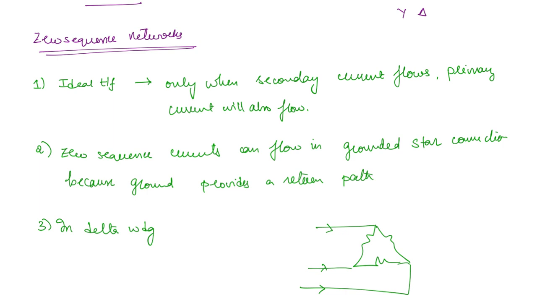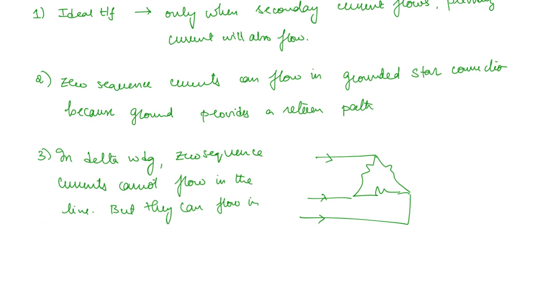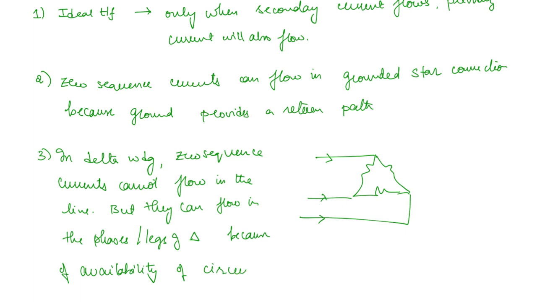So in delta winding, zero sequence currents cannot flow in the line, but they can flow in the phase or the legs of delta because of the availability of a circulating path.